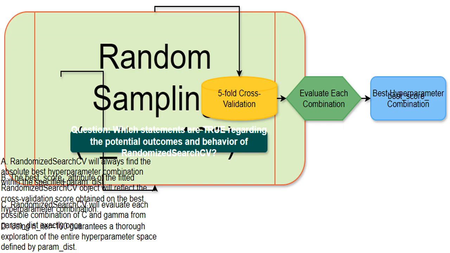RandomizedSearchCV with n_iter equals 100 means it will randomly sample and evaluate 100 different combinations of C and gamma from param_dist. It's not an exhaustive search. Think of it like buying 100 lottery tickets instead of buying every ticket.